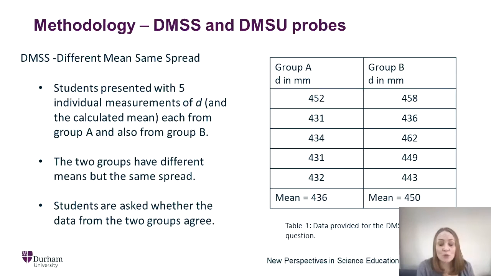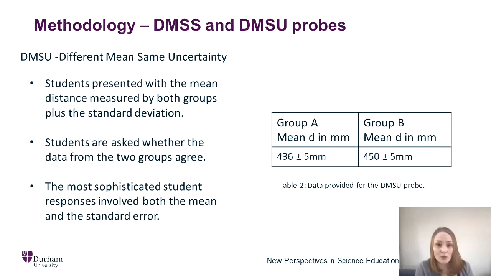The second two probes were numerical in nature and looked at means and spreads and uncertainties. So the first one, the DMSS, different mean, same spread. Students were given the data in the table shown here, 5 particular measurements each for Group A and Group B, and their associated means. So here the means are different, but the spread of the data is the same. And the students were asked whether these two data sets agree and to explain their answer.